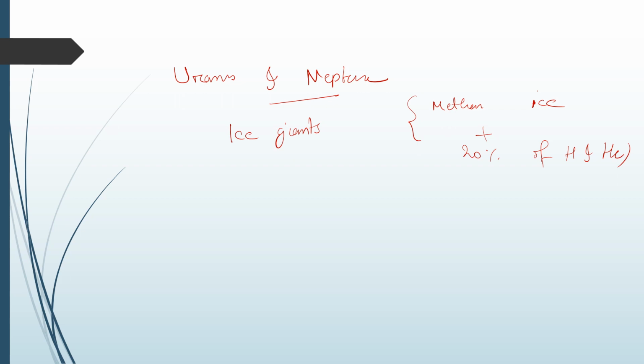So Jupiter and Saturn are gas giants made up of 90% hydrogen and helium, and Uranus and Neptune are ice giants. They are made up of methane gas in ice formation and 20% hydrogen and helium. So let's understand, due to the temperature differences, one is gas giants and the other two are ice giants. So the outer planet story has finished.